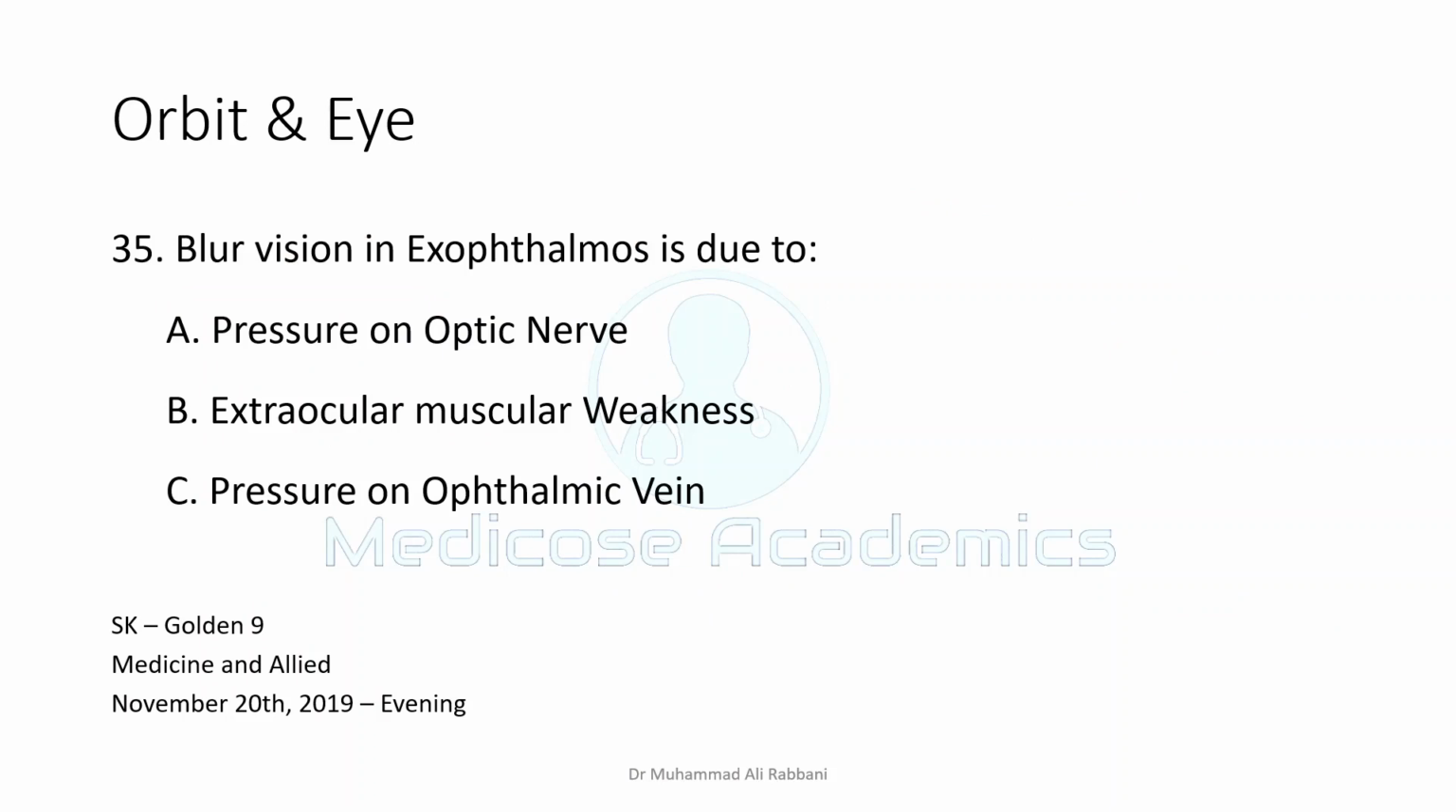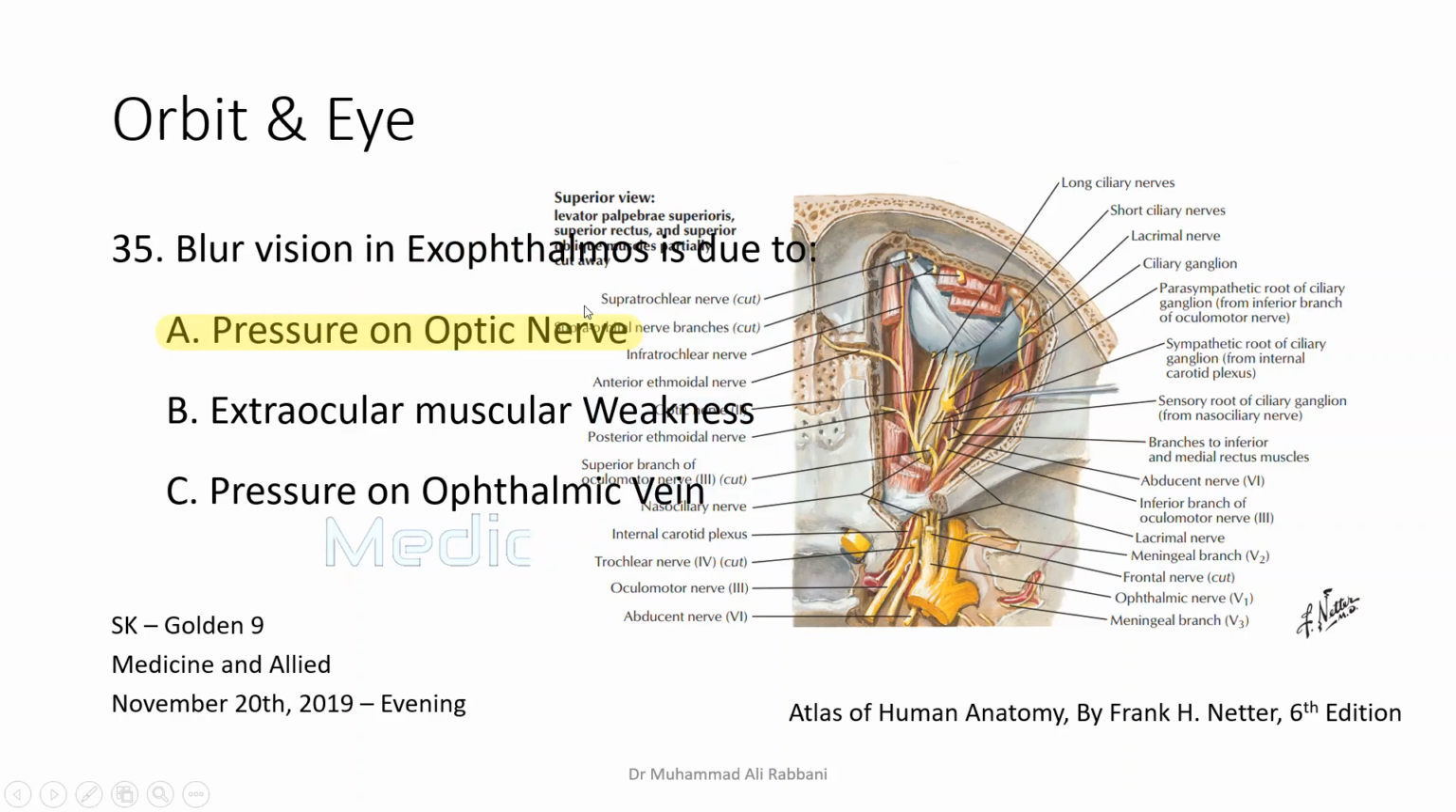Blurring of vision in exophthalmos is due to, when there is exophthalmos, there should be something, a mass, a pressure, anything behind the eye that has led to the protruding of the eye. So blurring of vision in that case will be due to pressure on the optic nerve. Whatever the reason that leads to pressure in this retro-orbital area, ultimately this also affects the optic nerve that is entering the orbit and compressing it, and that leads to the blurring of the vision.